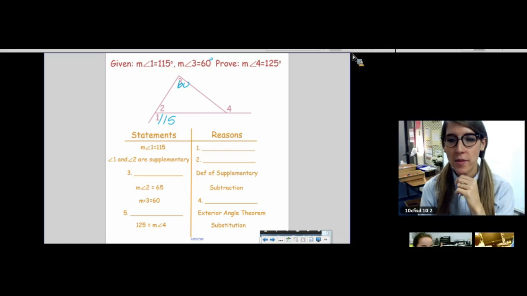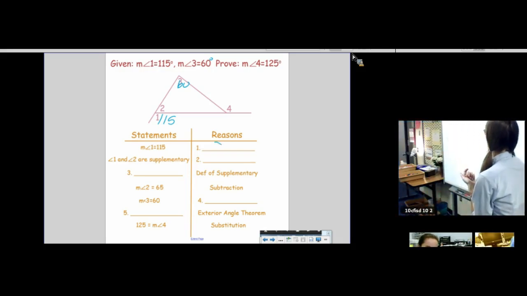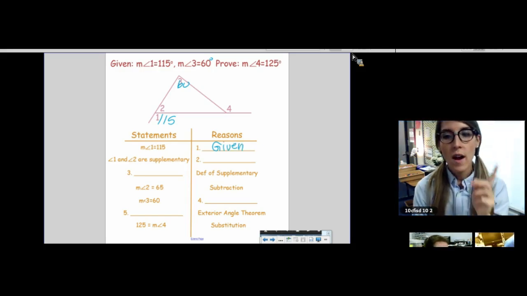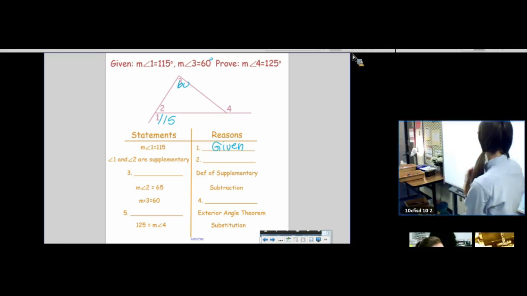All right, the measure of angle 1 is 115. What's the reason? It was given to us. 1 and 2 are supplementary. Hey, we just used this on the last slide. What's the reason? Good. Linear pair theorem.